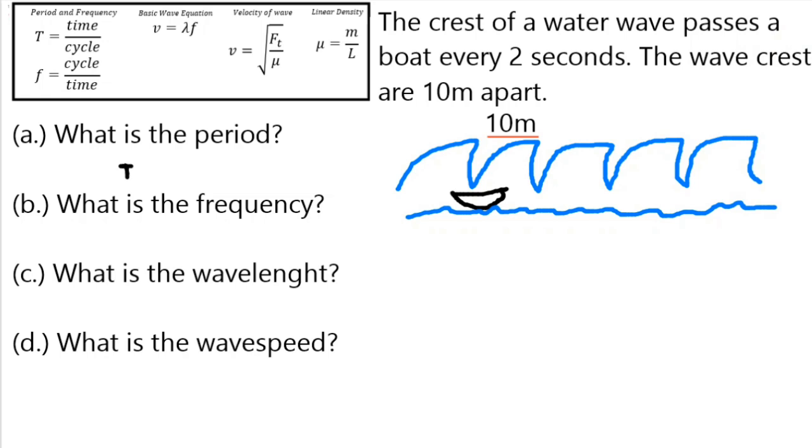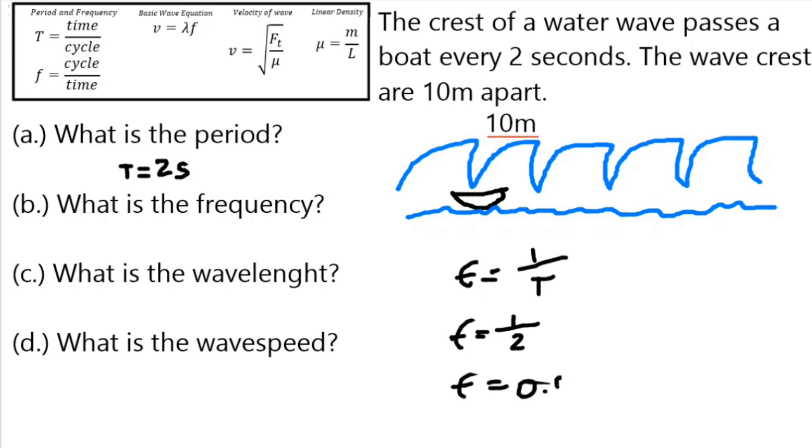Okay, now. We can already know the period. It's going to be 2 seconds because it basically passes about every 2 seconds, right? We can know the frequency also, because frequency is just 1 over T, which is going to become 1 half, or 0.5. So that is the frequency.